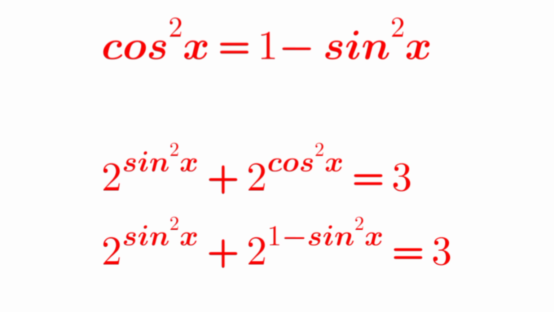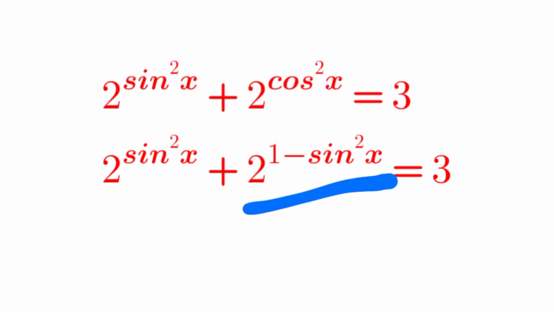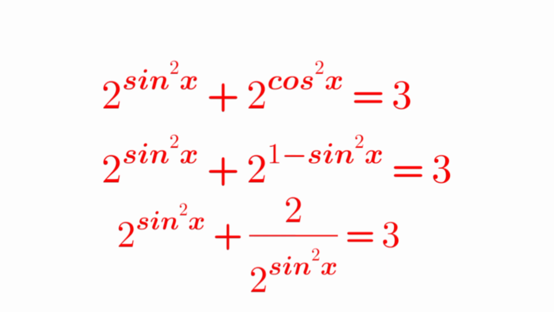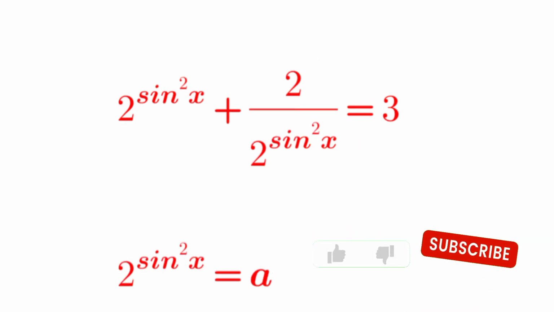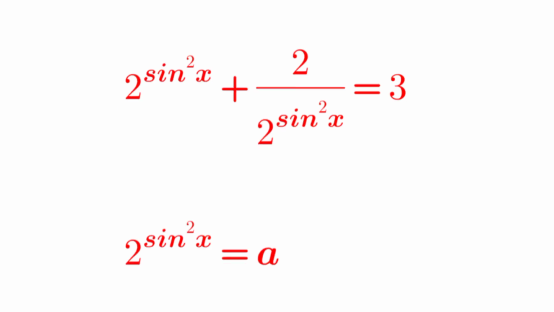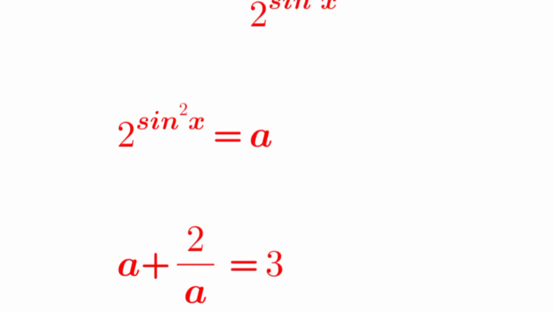Now our 2 raised to the power of 1 minus sine squared x, according to the laws of indices, can be written as 2 all over 2 raised to the power of sine squared x. So this will give us 2 to the sine squared x plus 2 all over 2 to the sine squared x is equal to 3. The next step we are taking is substituting. So we can say let our 2 to the sine squared x be equal to a. Substituting that back into our equation, we'll be left with a plus 2 all over a is equal to 3.